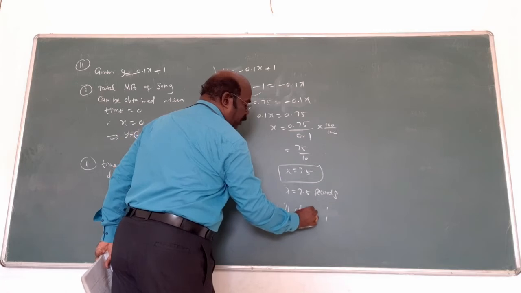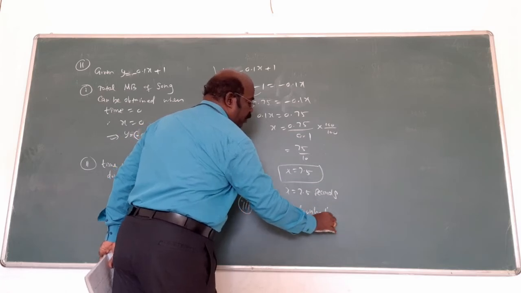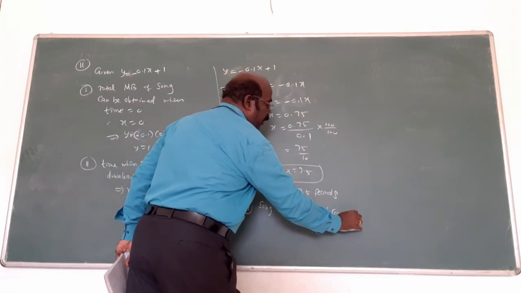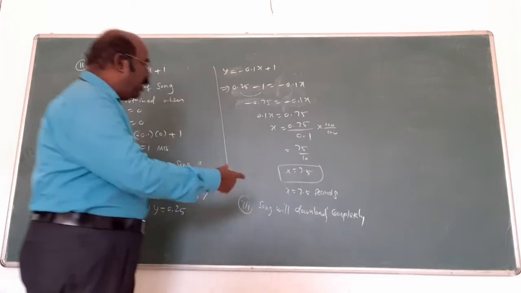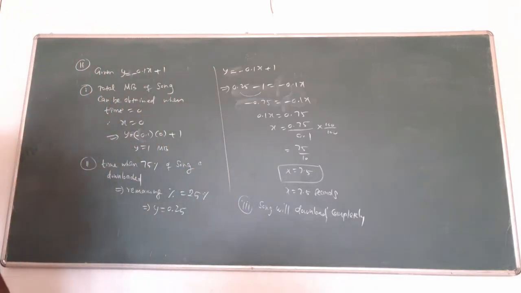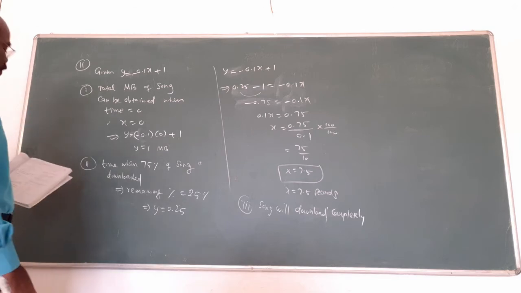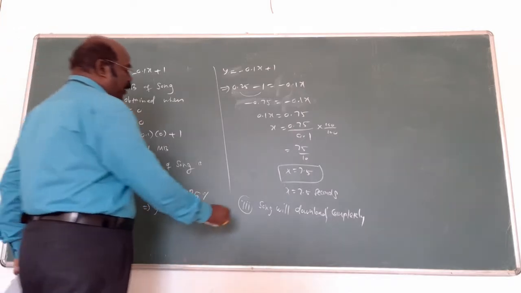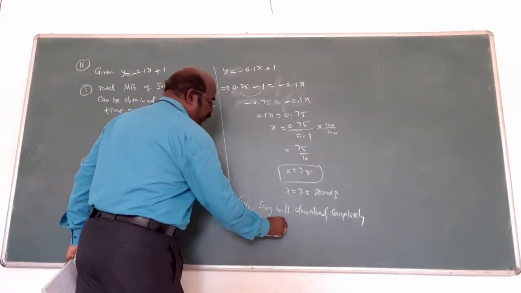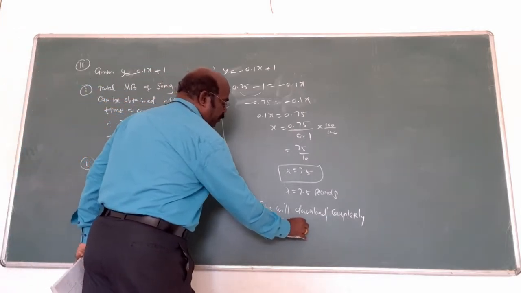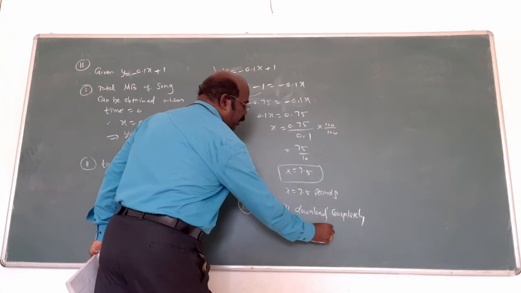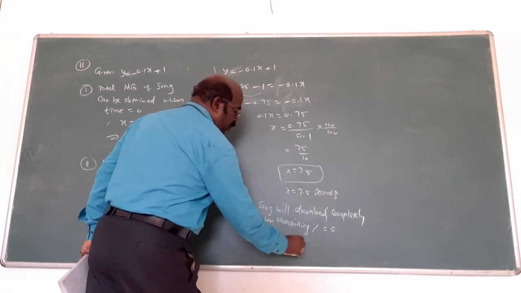Download completely. When is what given? The question is, when the remaining percentage is what? Remaining percentage only 0. 100% is there. Completely downloaded means only 0% remaining. When the remaining percentage is 0, when y equals 0.